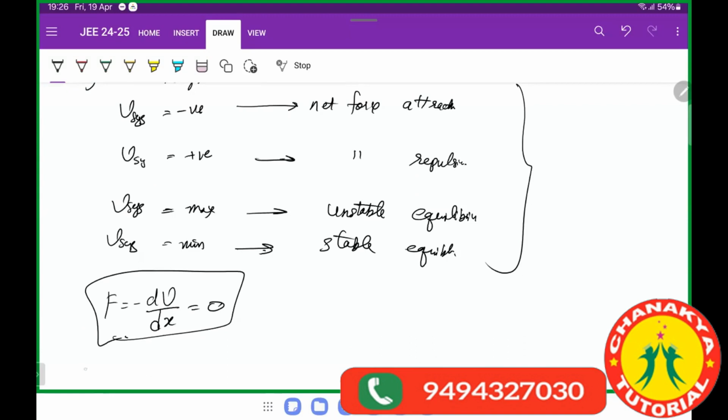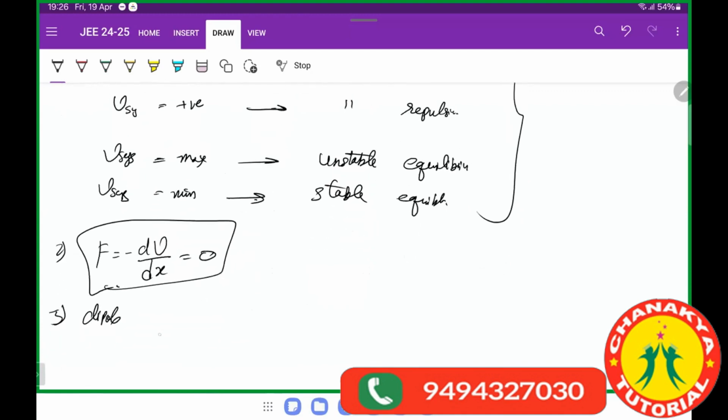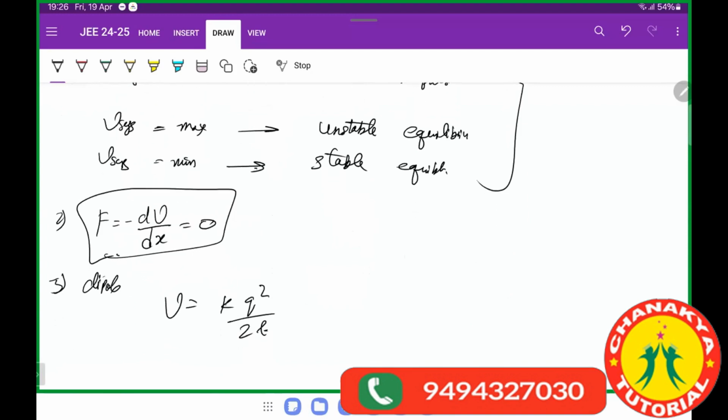Now the next thing, if it is for a dipole, you can keep numbering. Okay, 1, 2, this is 3. For a dipole, U will be k q square by 2l, where 2l is the distance. So the fourth one, work done when q is moved. Okay, so W equals QV.